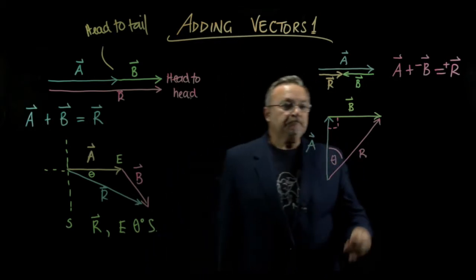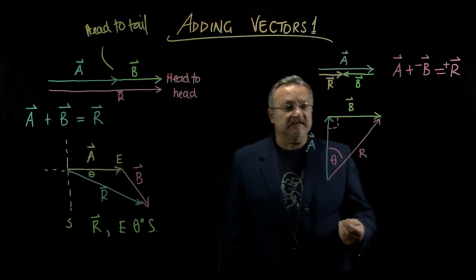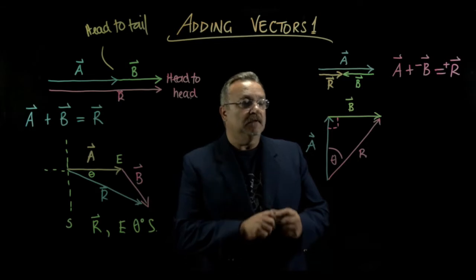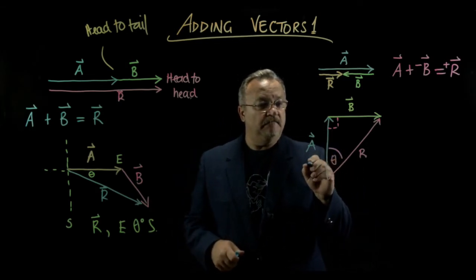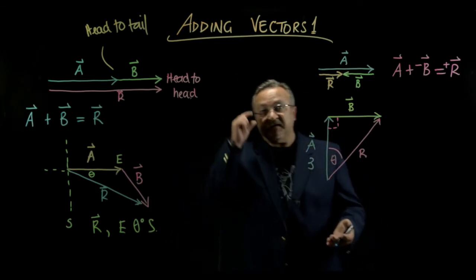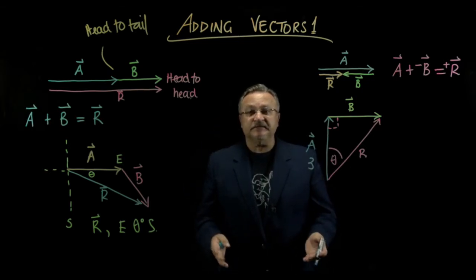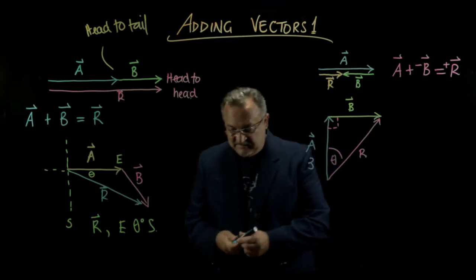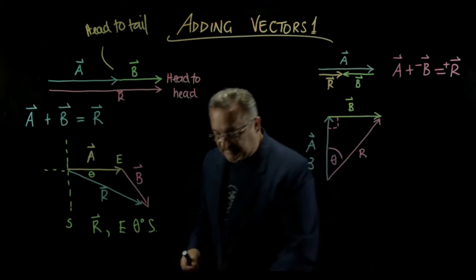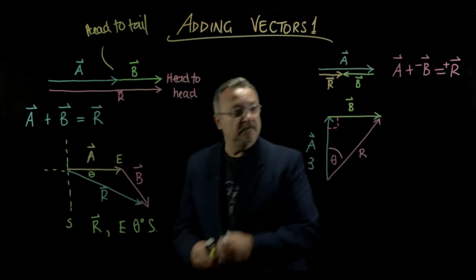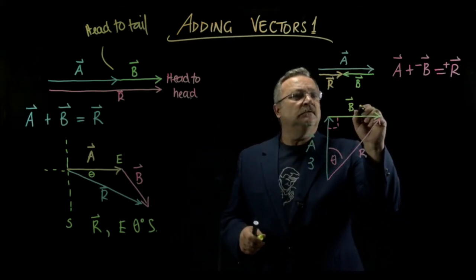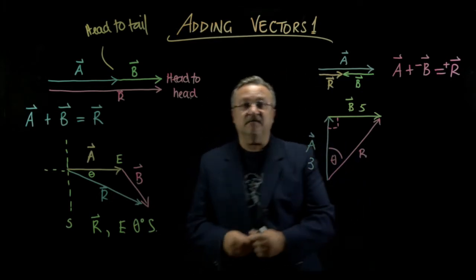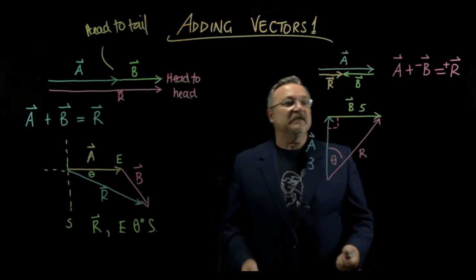Now, let's put some values to these. So what I'm going to do is I'm going to say, well, let's let A equal 3. Now 3 can be anything. It could be centimetres, so it can represent a displacement. It can be a velocity. It can be a force, anything. So let's say it's 3 something. And B, we're going to call 5. So 5 whatever, 5 units, 5 newtons, 5 metres per second.